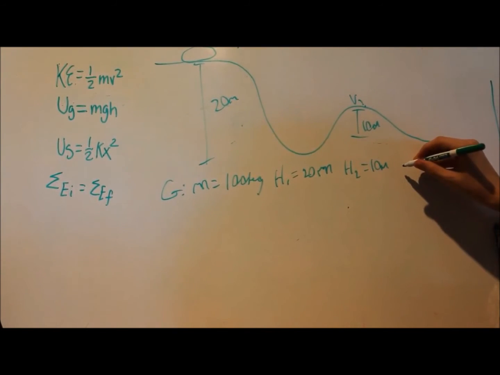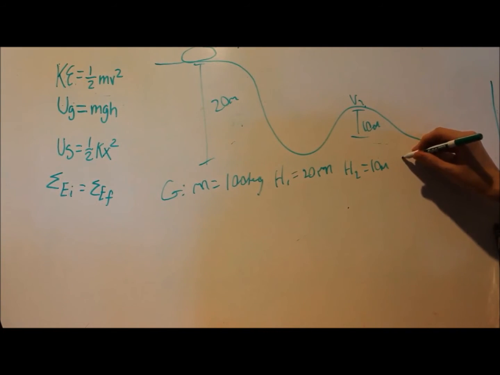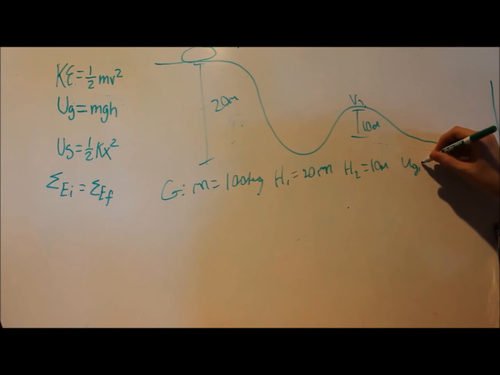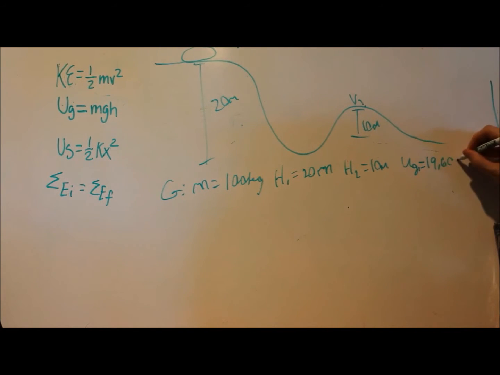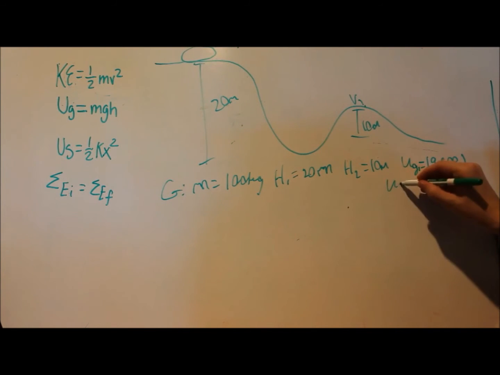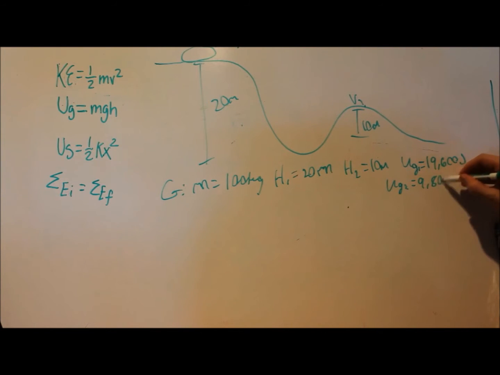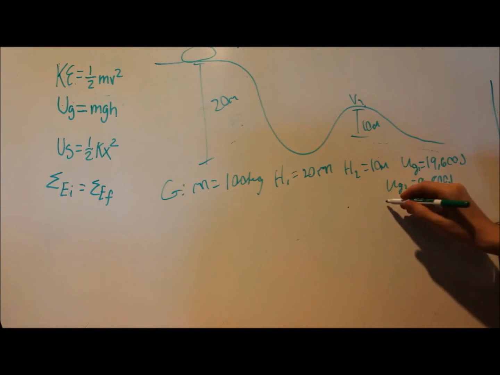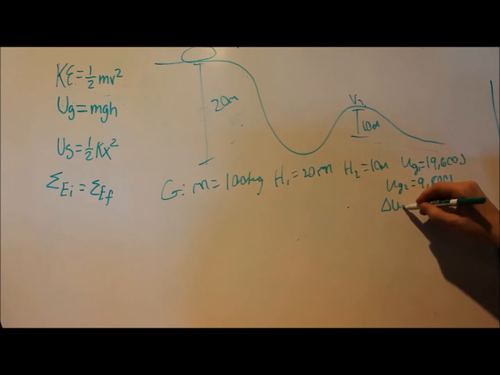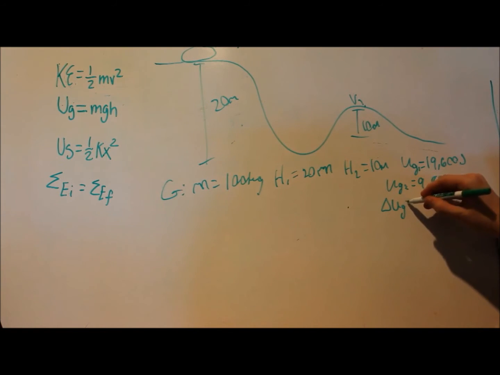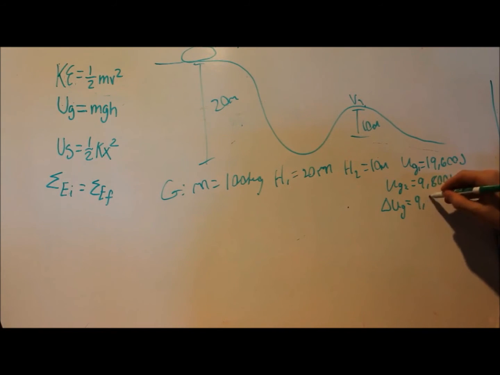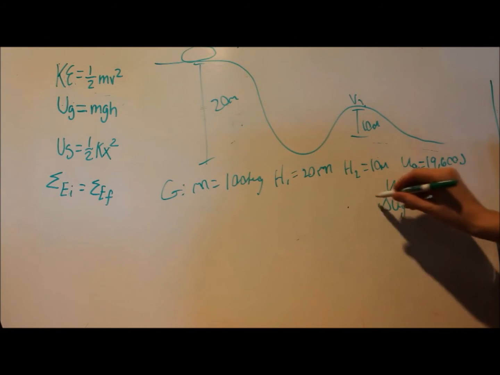So now we have two new givens, which are the potential energy of the first hill, which is 19,600 joules, and the potential energy at the top of the second hill, which is equal to 9,800 joules. And the difference between those is how we determine the velocity, and that's going to be equal to 9,800 joules. Take this minus this, and that's that.